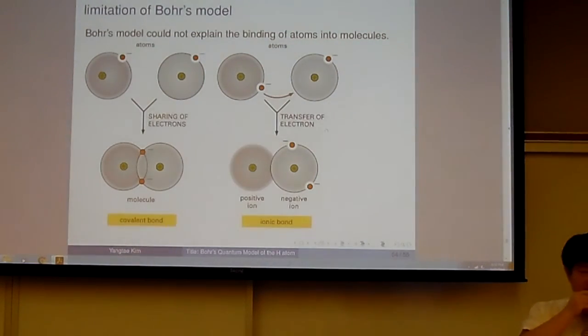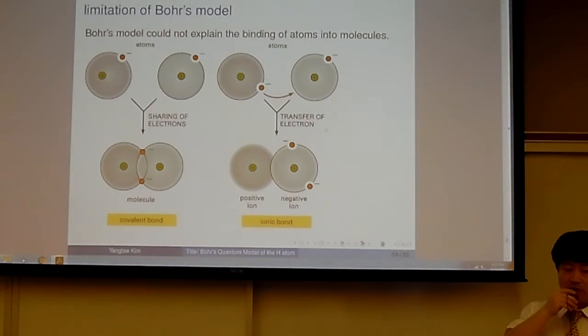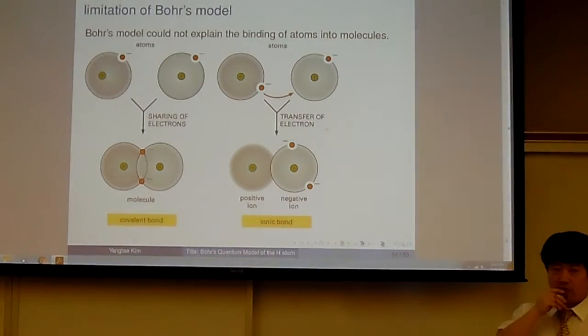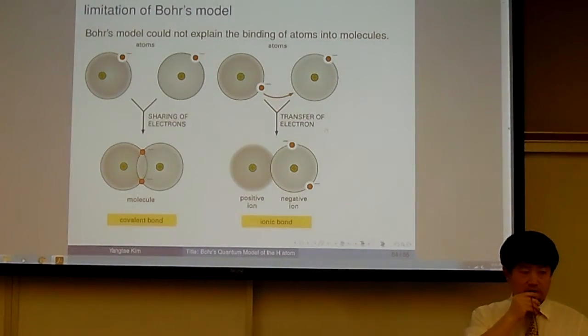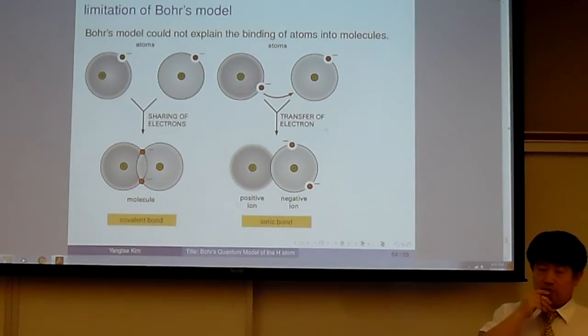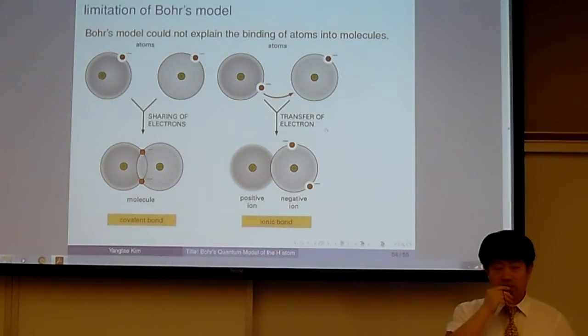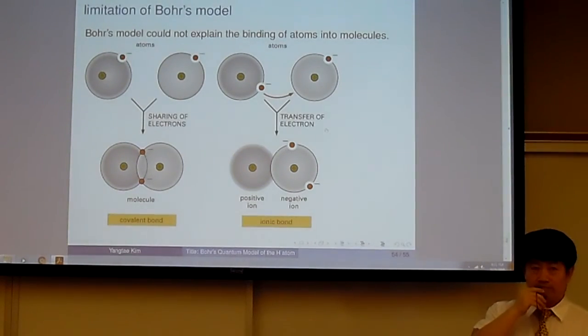Bohr did all these good calculations, but there is a limit. For example, Bohr's calculation cannot explain the bonding of atoms into molecules, like ionic bonding or covalent bonding. However, Bohr's work is very important, as it is the beginning of quantum physics. Thank you.